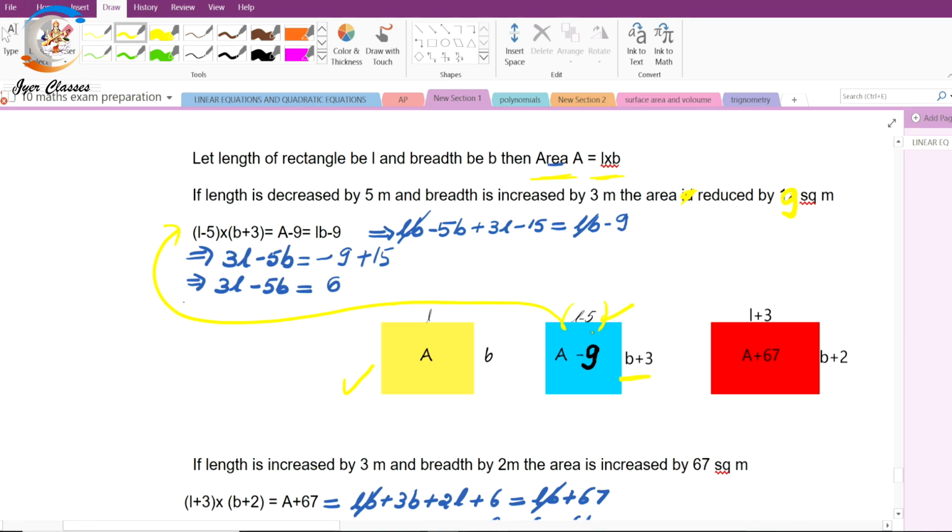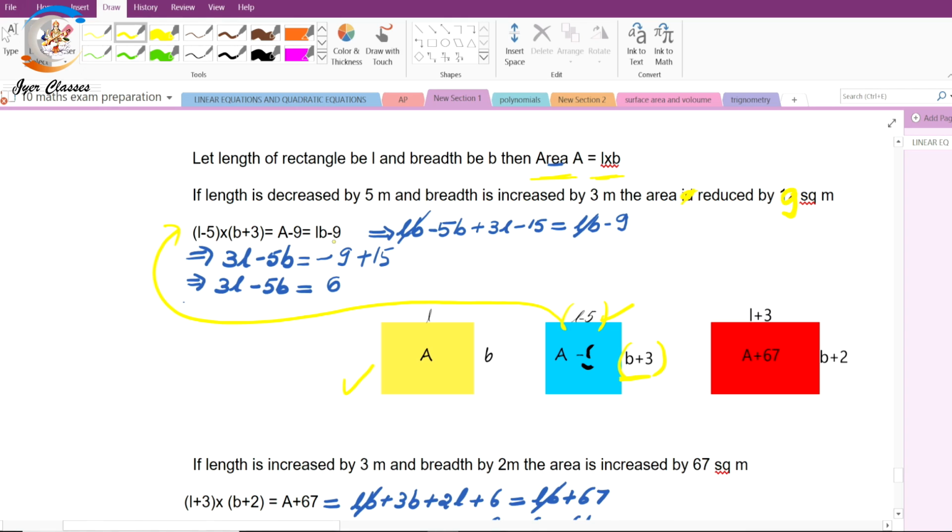Okay, so you have got for the new rectangle, the area is length times breadth. So what is the length here? It is L minus 5. And the breadth here is B plus 3. The breadth is increased. Okay, so what is the total area? The total area is reduced by 9. That means A minus 9 is equal to LB minus 9.